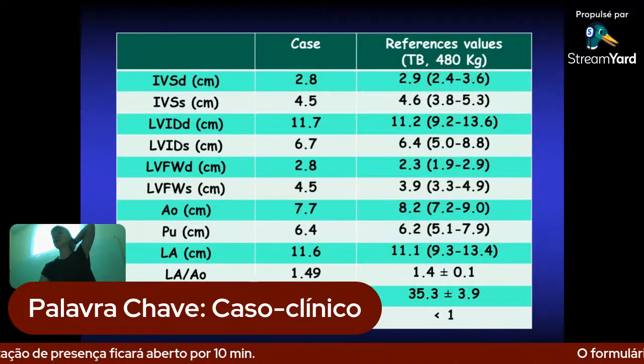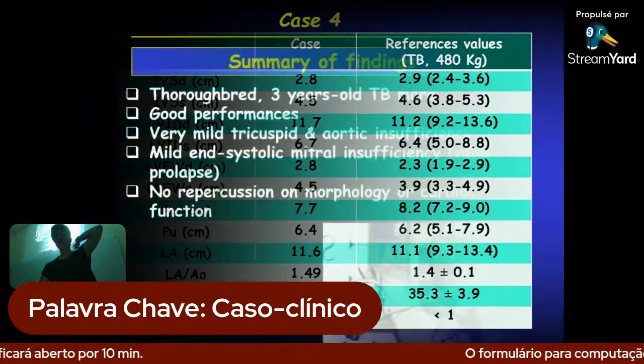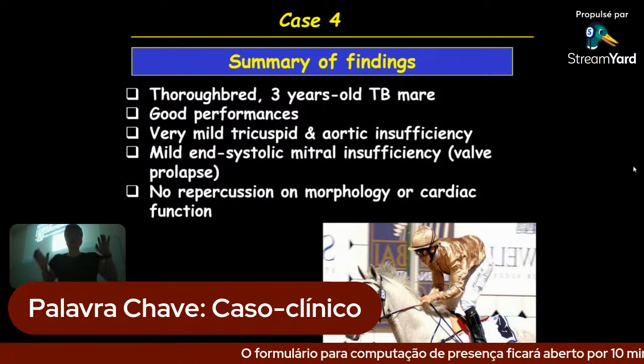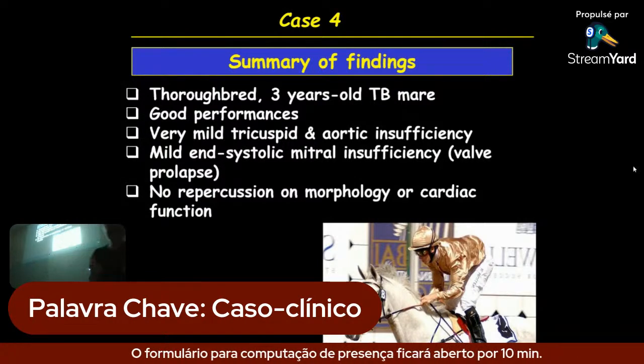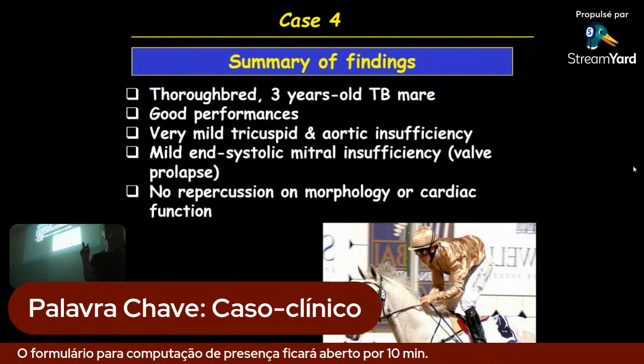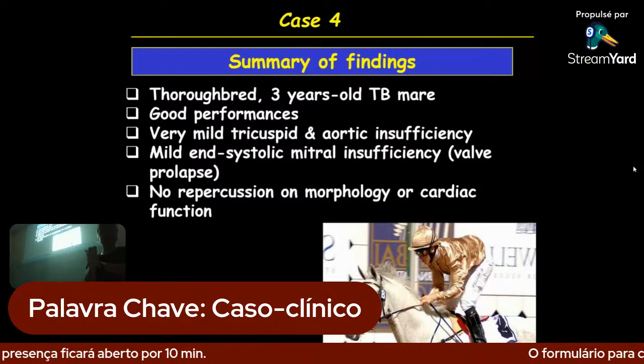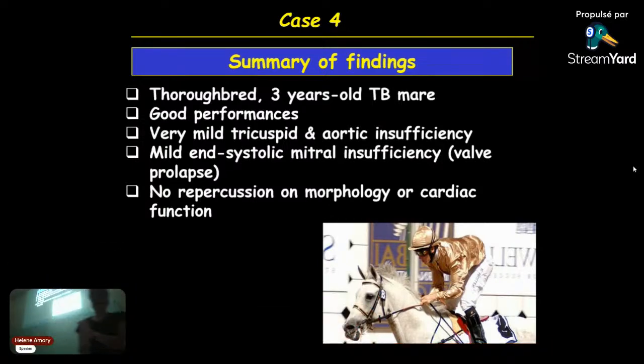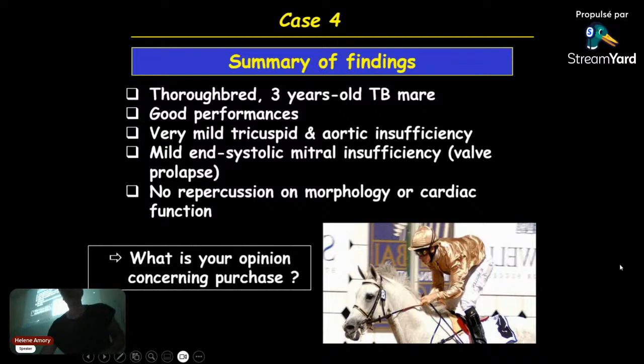We do measurements of the structure, and for this horse, everything was within normal value. Then in summary, we have a very mild tricuspid and aortic insufficiency and a mild end systolic mitral insufficiency associated with a mitral valve prolapse, okay? And absolutely no repercussion on the heart, functional or morphological. No delayed lesion of anything, okay?